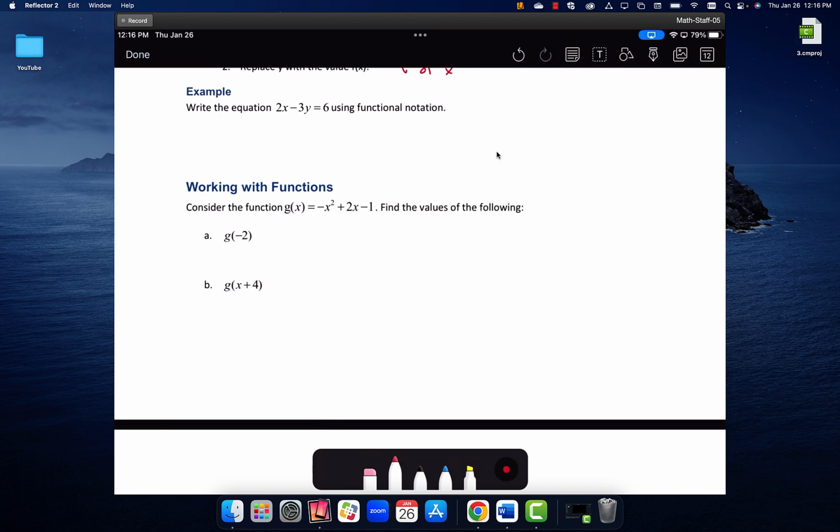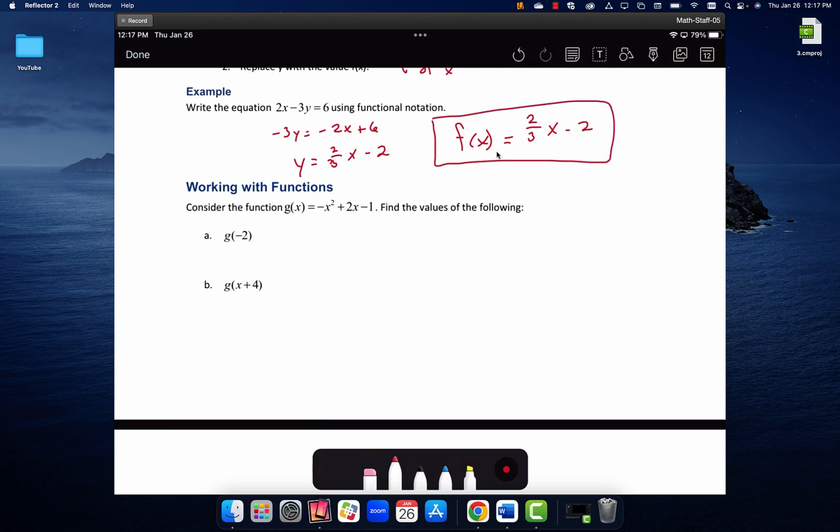In this example, we're going to write the equation 2x minus 3y equals 6 using functional notation. The first thing we want to do is isolate y. So we'll subtract 2x on both sides of the equation. And then divide by negative 3. Y is equal to 2/3 x minus 2. Once we have y by itself, we can replace y with f of x. So f of x equals 2/3 x minus 2. And we have function notation.